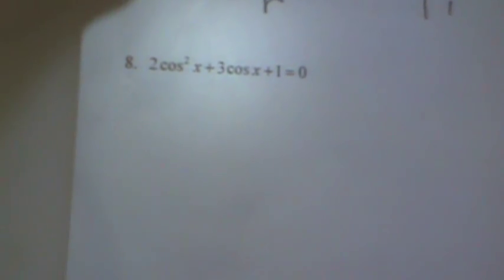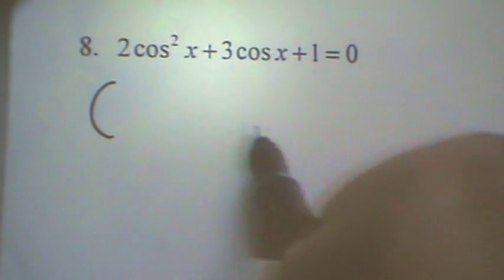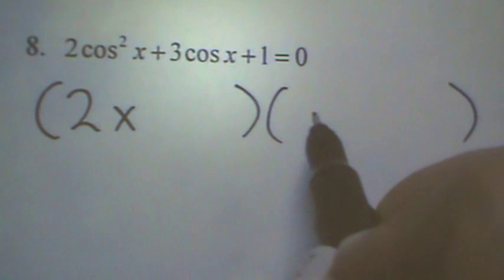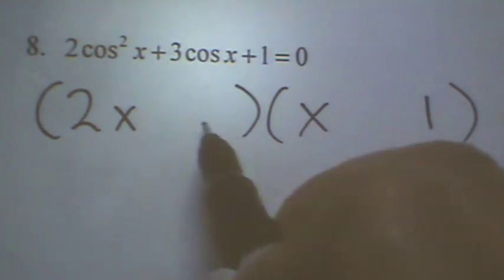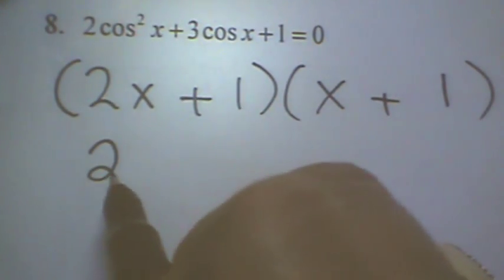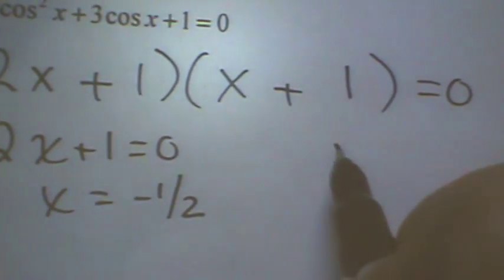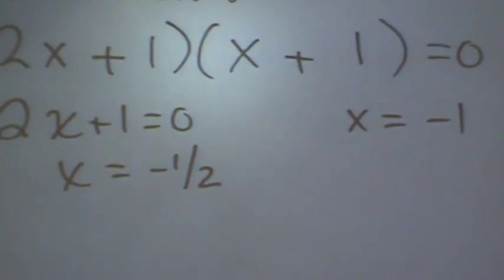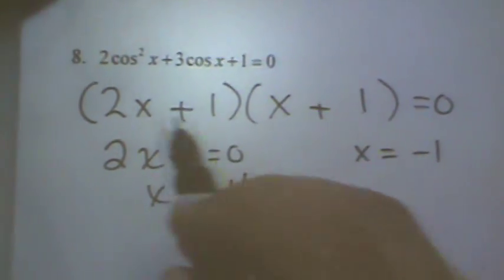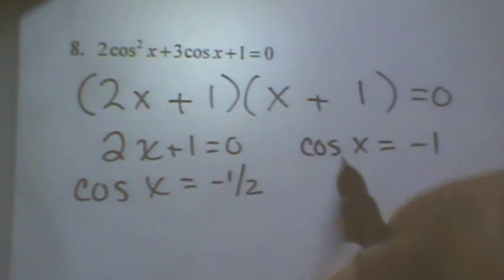Okay, how about number 8? Number 8, what are you going to do? This will be factorable. How do you factor this? 2x and x. So really, this is 2x plus 1 equals 0. So x is negative 1/2, and x is negative 1. Can you get to that point? It's algebra. Now, what's the magic word that goes in front of x? Cosine. If it was sine, you put sine. If it was tangent, whatever it is, it'll be one of them.